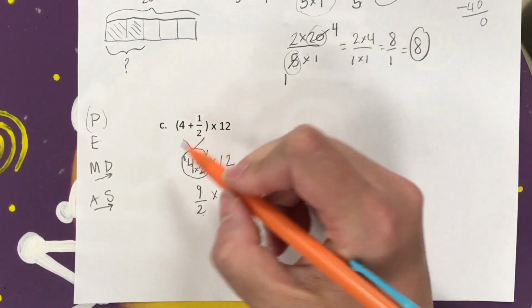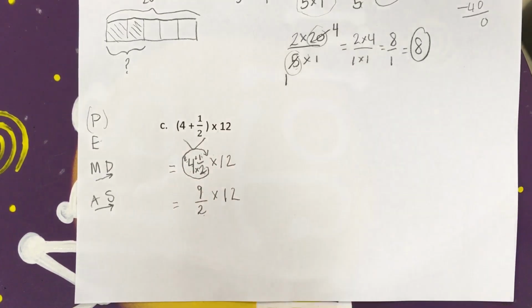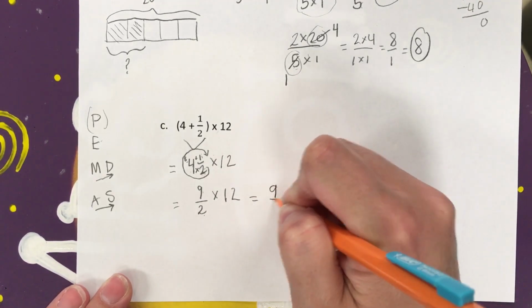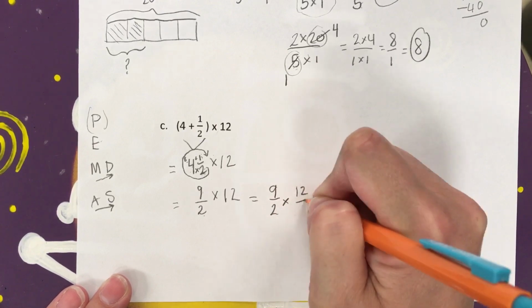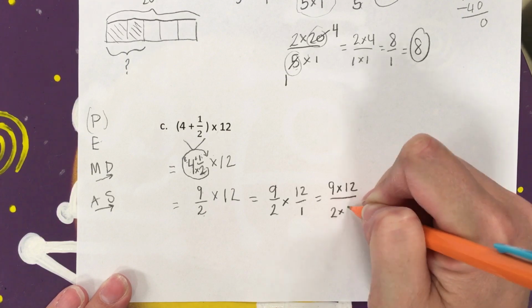And then I'm going to bring down that multiplication sign and the 12. Now this looks a lot like what we've done in the past. At this point, I can rewrite this as 9/2 times 12 over 1. I know that's 9 times 12 over 2 times 1.